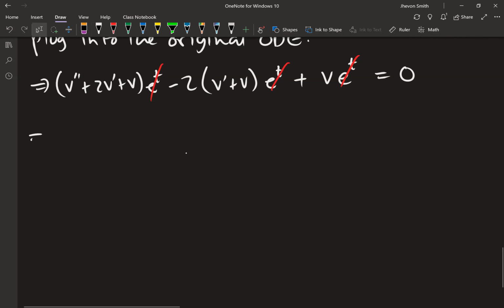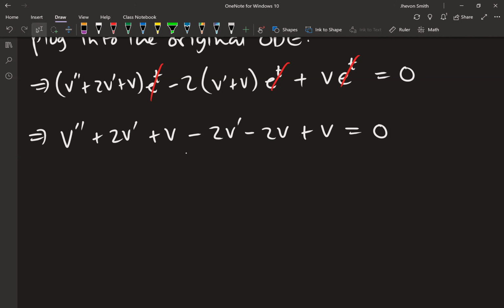And what are we going to have? Well, now I'm going to have v double prime plus 2v prime plus v minus 2v prime minus 2v plus v equals 0. Now I start to cancel. 2v prime minus 2v prime, that goes away. v plus v is 2v minus 2v, that goes away. I get v equals 0, which is pretty obvious here.